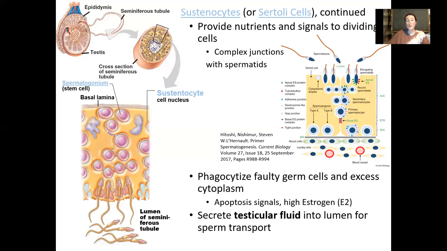Okay. Also, the sustentacular cells secrete testicular fluid. So this is not semen yet. That comes from other places in the reproductive tract, but this is testicular fluid. Essentially, you can't move the sperm unless they are suspended in fluid. And so this fluid is simply for transporting them all the way up here to the epididymis.